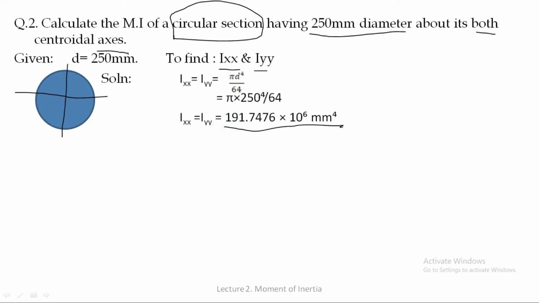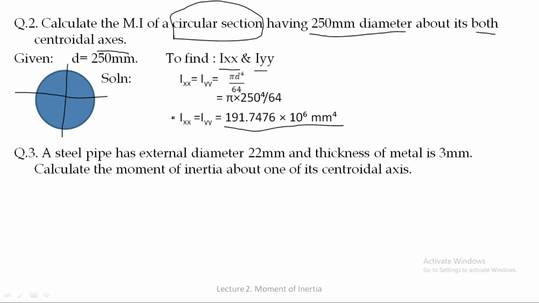191.7476 into 10 raised to 6 mm raised to 4. Okay, it is a very easy formula. Remember, what you have to do is just write the formula, which is pi by 64 d raised to 4. You have to put the value of d in the formula, and then you will get the values of Ixx and Iyy. Okay, next.